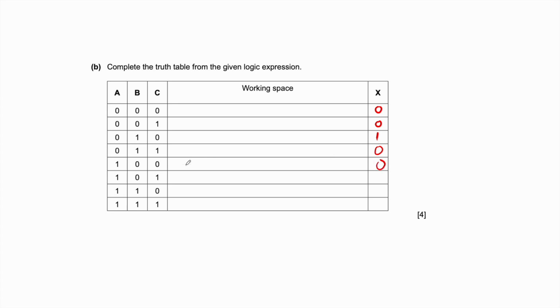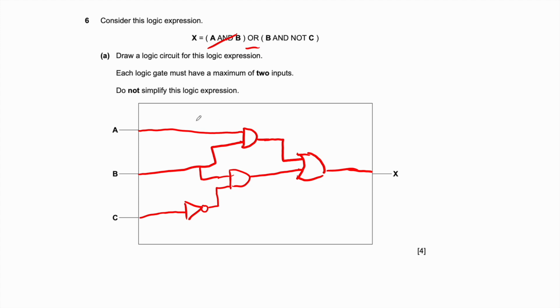1, 0, 1. So 1 and 0 is going to give us 0. 0 and 1, which is actually 0, is going to give us 0, so it's going to be 0 out the other side.